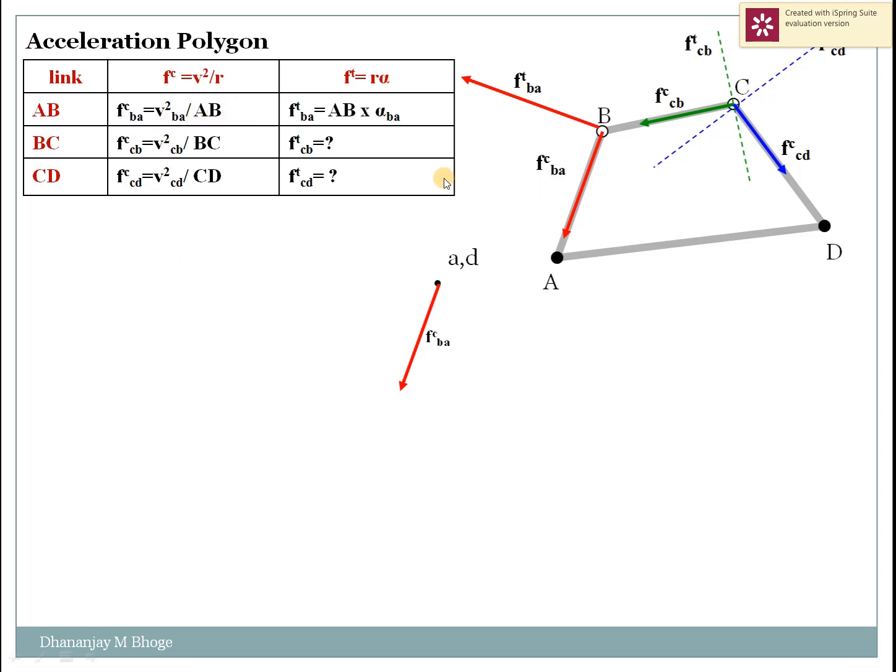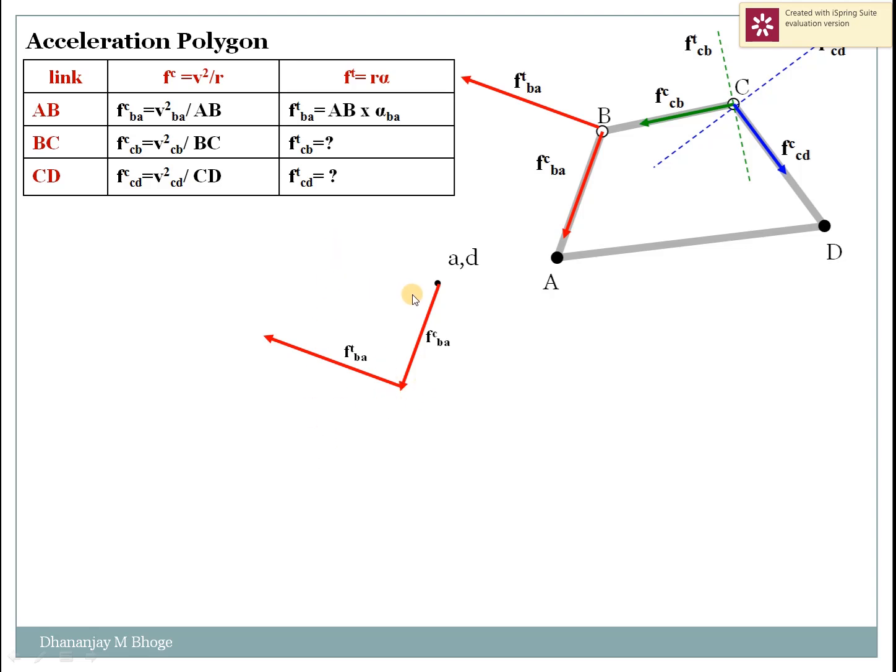Now to FCBA, we will add its tangential component. And we know that tangential component is always perpendicular to centripetal component. And to add the vectors, we have to place the vectors tail to head. So we'll place FTBA tail to head with FCBA so that it gets added to FCBA. Like this in the given direction. This is the direction of FTBA. We have picked up this vector and placed it such that it gets added to FCBA. We have placed it tail to head.